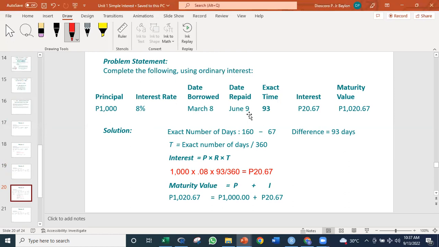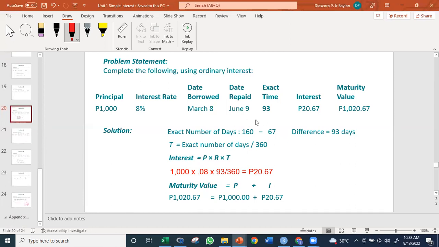We will just have to count the number of days, and if you count the number of days, that's 93 days, and then we can compute for the interest. So the interest will be equal to P times R times T. Principal is 1,000, rate is 8%, and the time is 93 days divided by 360, since we're using ordinary interest. So the interest is 20.67. Therefore, the maturity value is adding your interest to your principal. So that will be 1020.67.